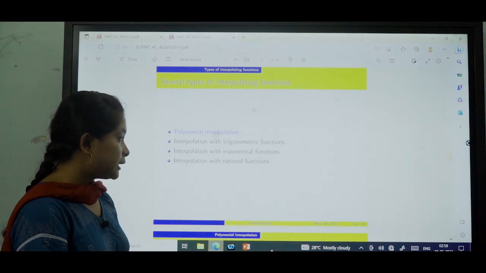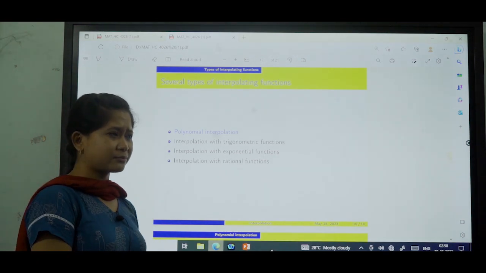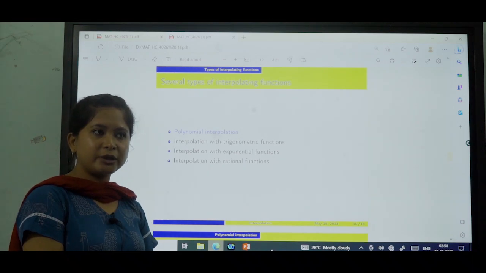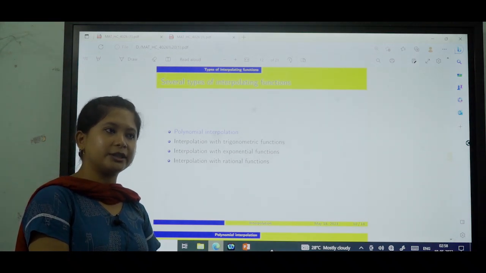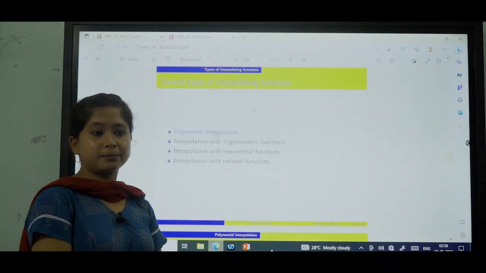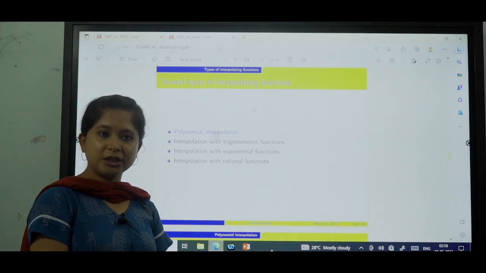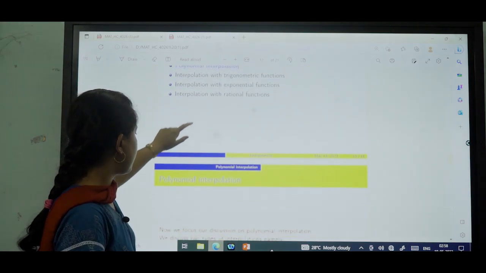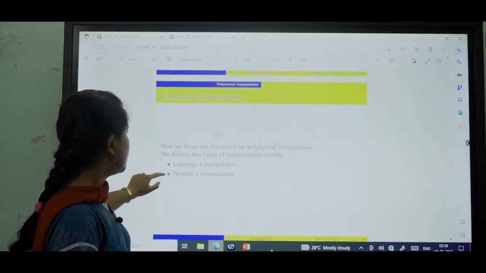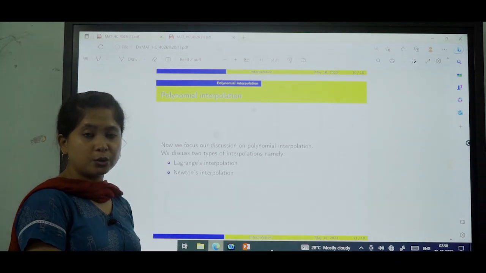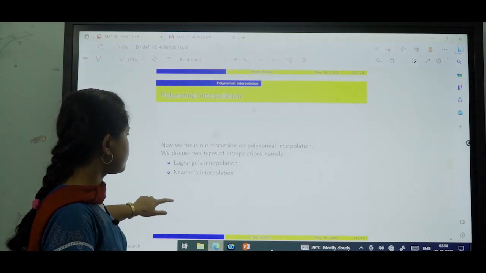But since in this course we are constrained only to talk about polynomial interpolation, today we will be discussing polynomial interpolation. Generally there are two types of polynomial interpolation which we will be discussing: Lagrange interpolation and Newton's interpolation. We will focus only on these two among many, in our course.